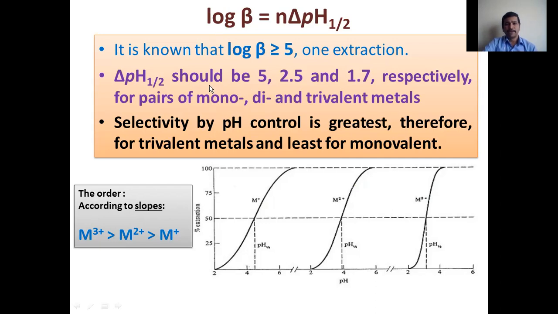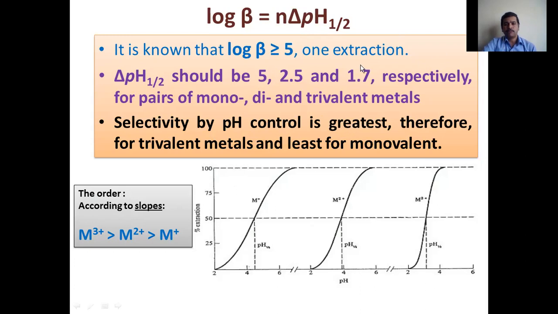If a monovalent ion is present, delta pH of will be equal to 5. If a divalent species is present, delta pH of will be equal to 2.5. If a trivalent species is present, delta pH of will be 1.7. So 5 into 1 is 5, 2.5 into 2 is 5, 1.7 into 3 is 5. So N into delta pH is very important here.